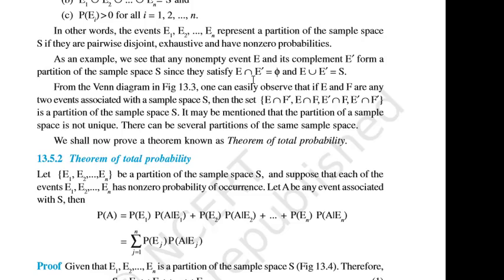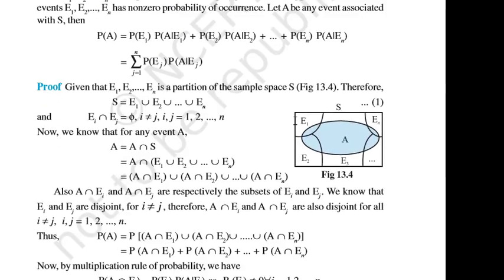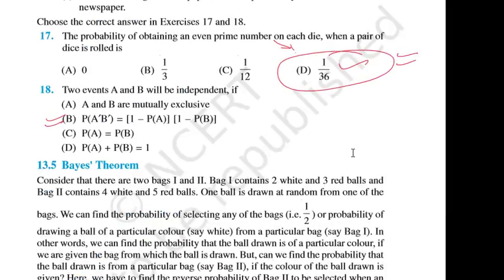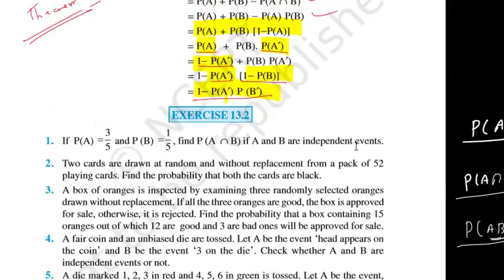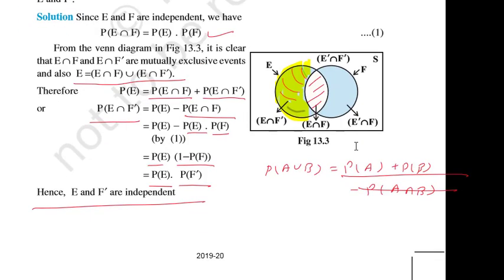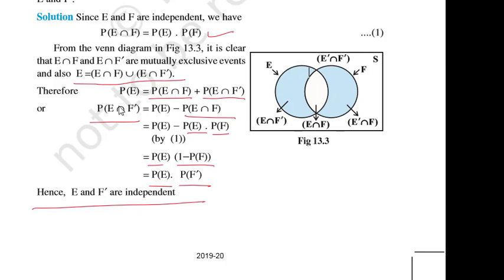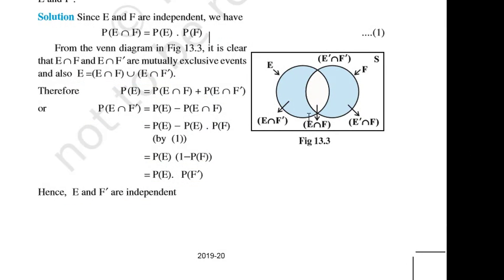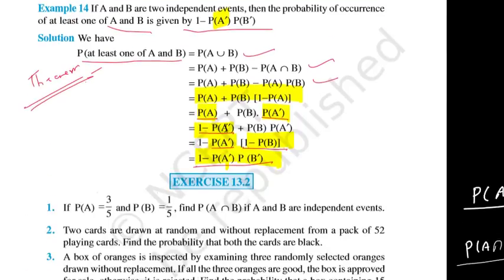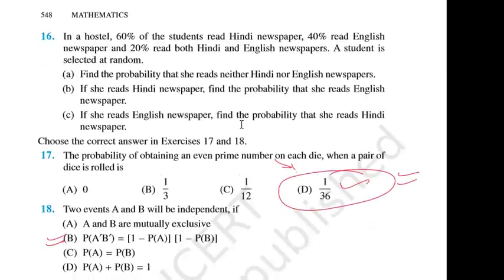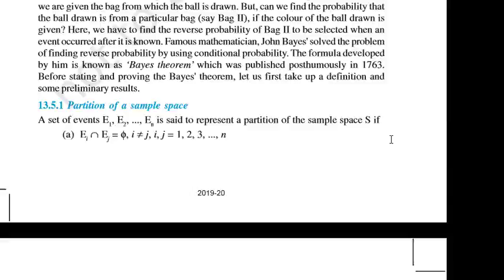From the Venn diagram, figure number 13.3, where is this? 13.4 is here. 13.3. From figure number 13.3, what they want to say, if I see here, is that this E and complement of E are going to be considered as partitions. Let us see what they want to say. Okay, the diagram is in our mind.